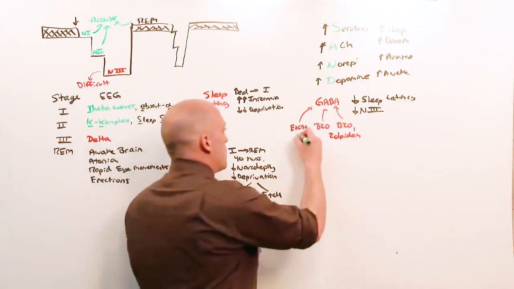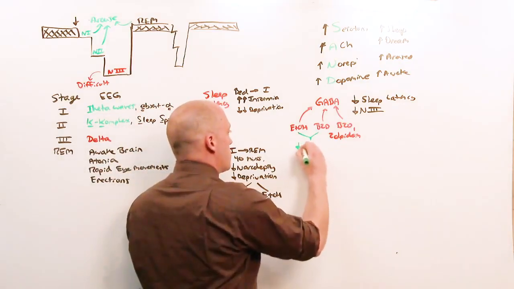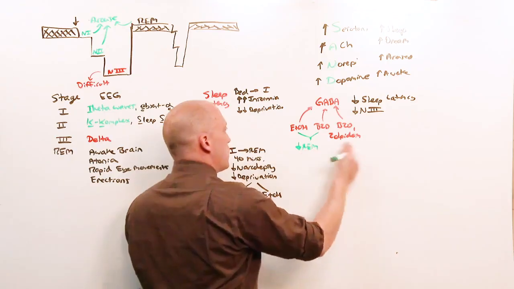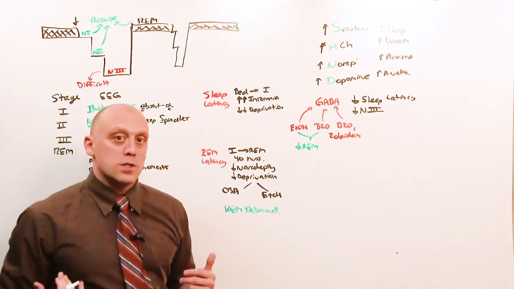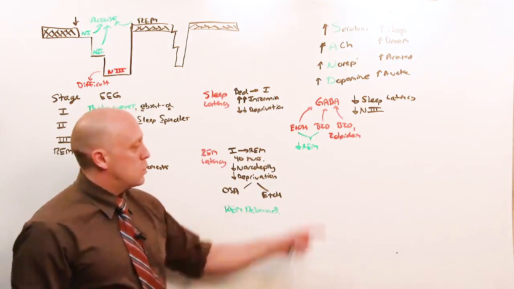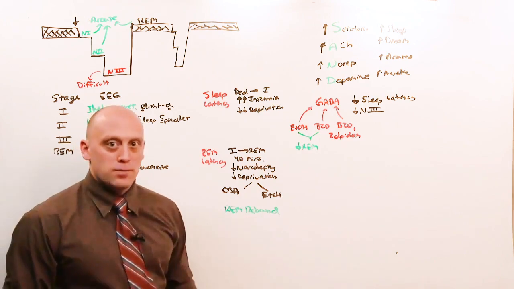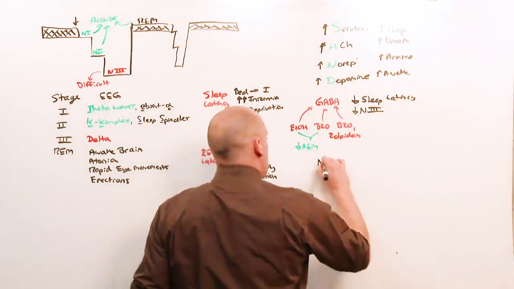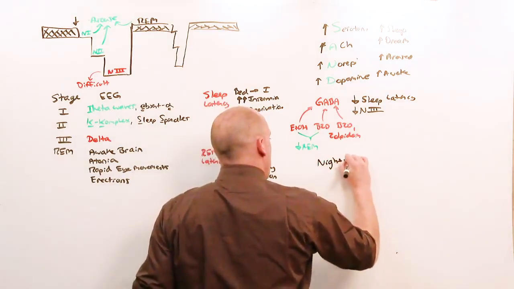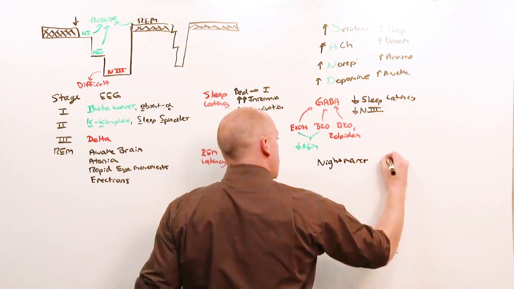So alcohol and benzodiazepines, the problem here is that they decrease REM sleep. Even though they're getting to sleep, they're not having restful sleep. And if you remove those, just as you can have an excitation, so too you have a REM rebound. Okay, two more disorders I want to talk about: nightmares and night terrors.